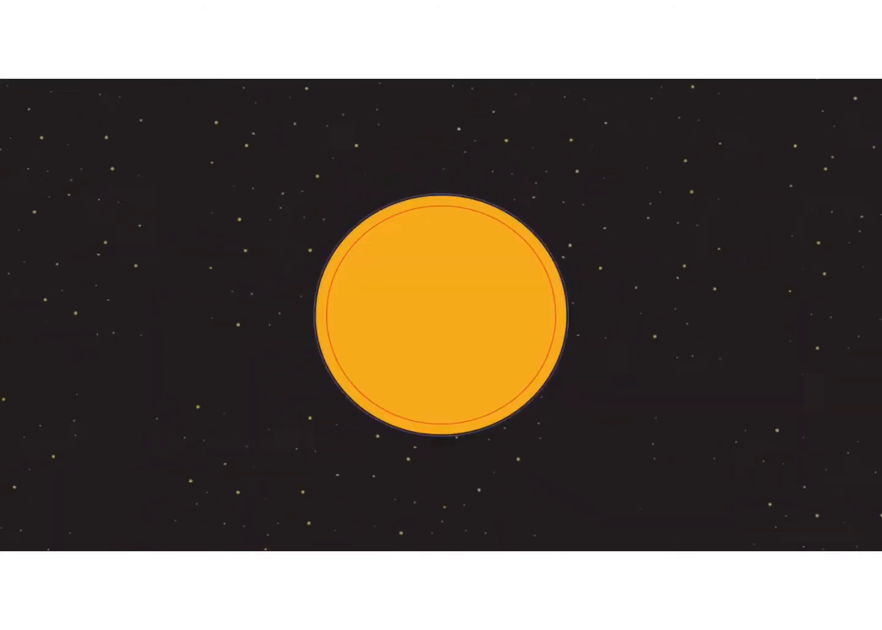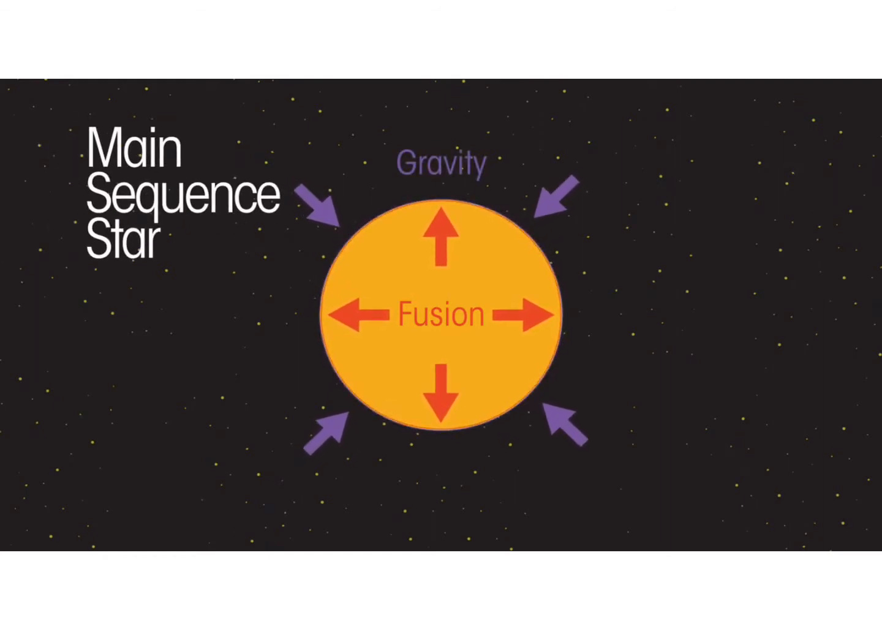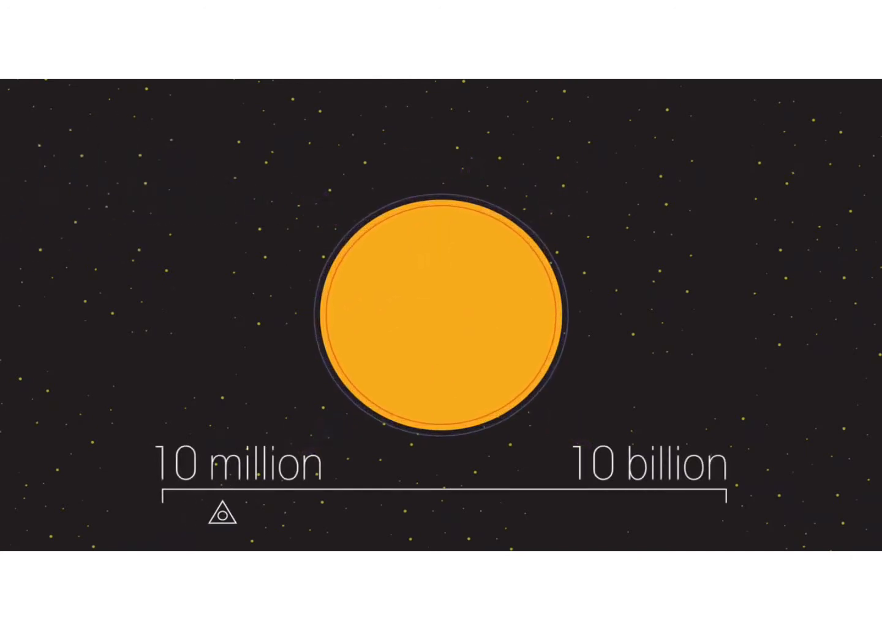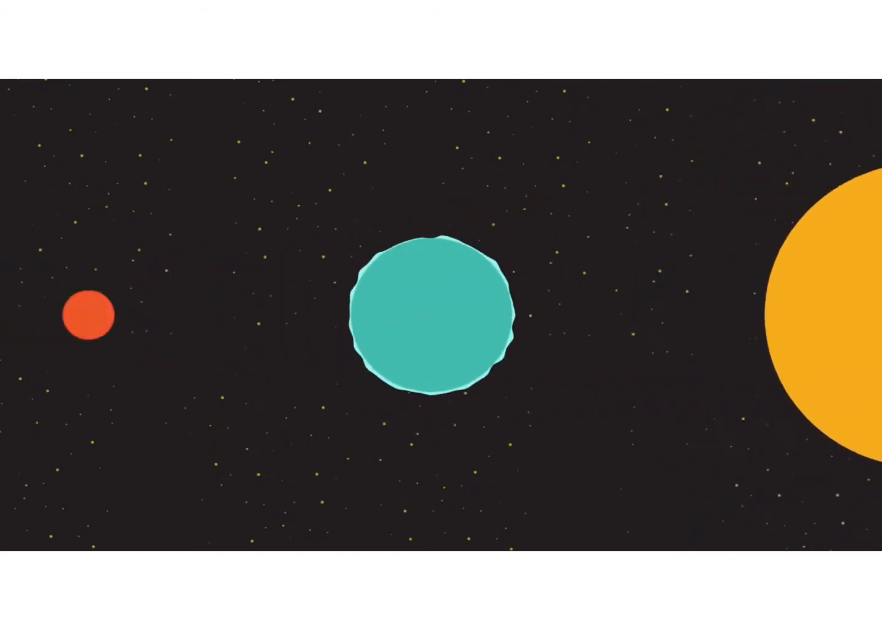For more about nuclear fusion, watch this video. The star then enters a long stable period where the outward pressure of the heat generated by nuclear fusion counteracts the force of gravity. The star is now called a main sequence star, and it stays in this state for between 10 million and 10 billion years. What happens next depends on the size of the star. Let's talk about a smaller star first, one roughly the size of our Sun.